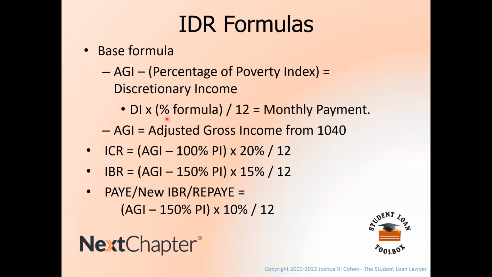Again, it's a 20% formula for ICR, 15% formula for IDR, and 10% for the others, Pay, new IDR, and Repay. So Repay and Pay are always cheaper than IDR. You divide that by 12 and you get the monthly payment. This is where you can have people have a $0 payment.